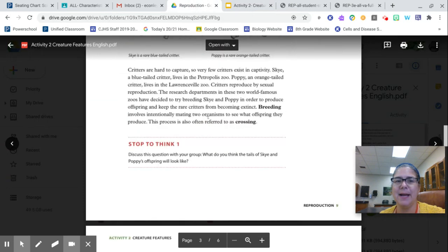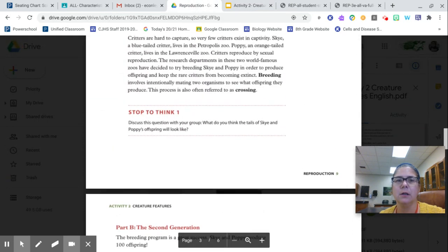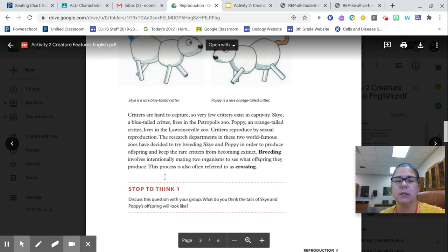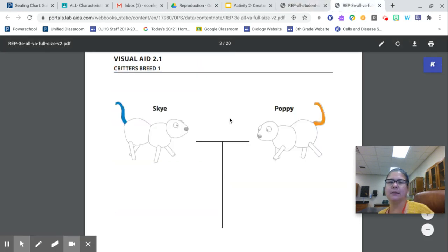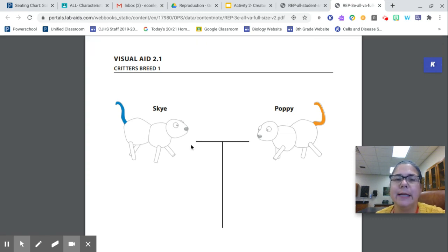Okay, welcome back. Before we go on to part 2, I actually want to show you a picture. When we talk about organisms breeding, sometimes we draw out diagrams. This is a common diagram called a pedigree, where we have a horizontal line connecting two organisms that are going to breed. Then we draw a line down that shows the offspring that are going to be produced from these two that breed.